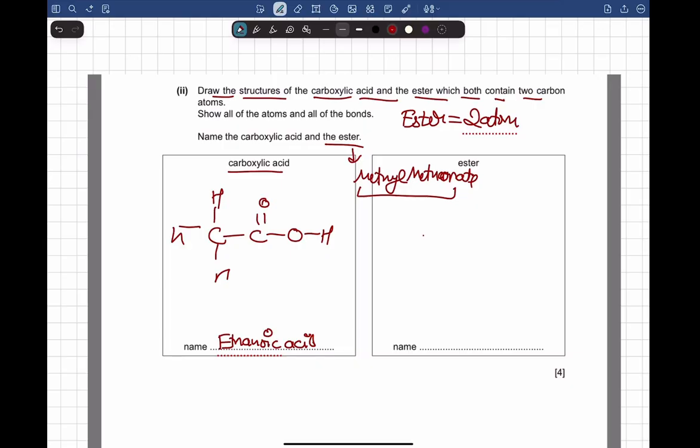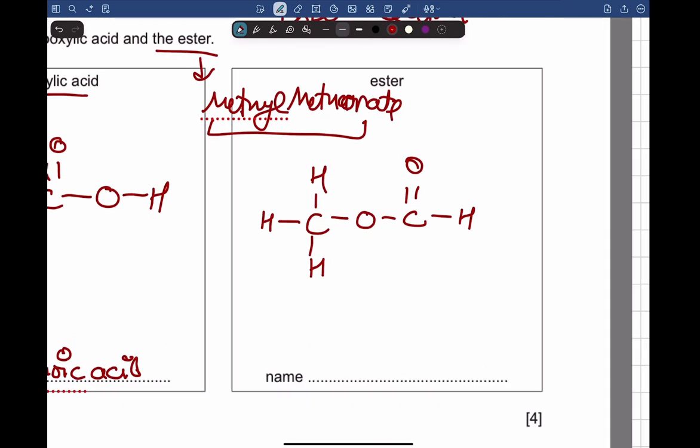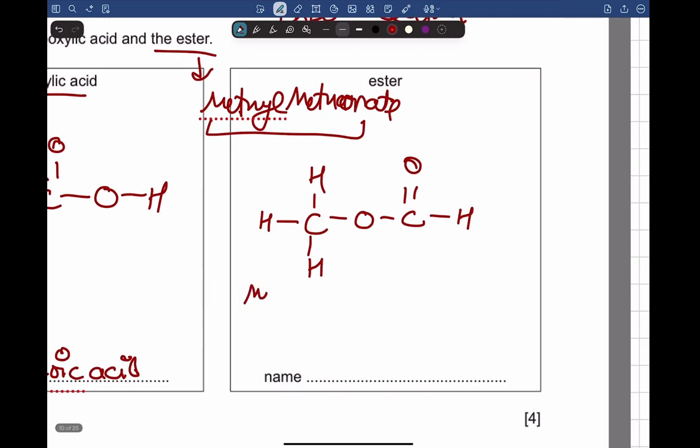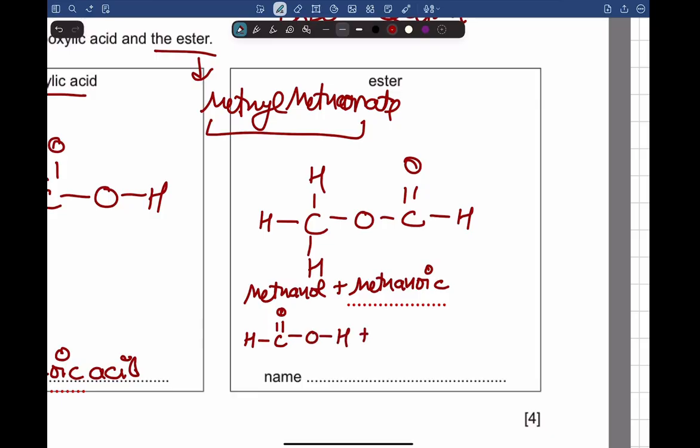Right? So how do you draw methyl methanoate? You can write it like this. Now, you might be getting confused with this. See, methyl methanoate must be made from methanol and methanoic acid. Right? And how does methanoic acid look? Methanoic acid is this. How to write methanol?